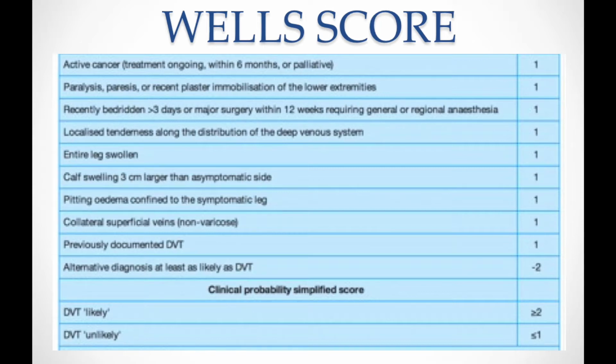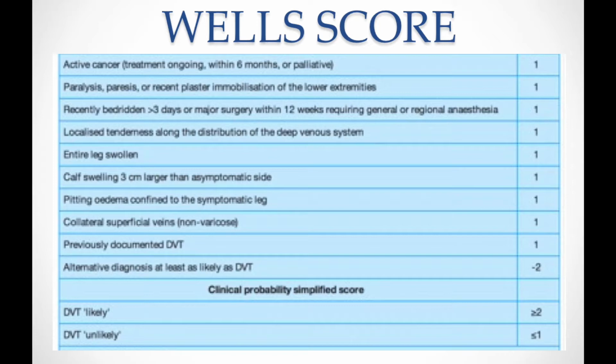Entire leg swollen, calf swelling 3 centimeters larger than the asymptomatic side, pitting edema confined to the symptomatic leg, collateral superficial veins, non-varicose. Very difficult to assess that particular score. Previously documented DVT, and if an alternative diagnosis is at least as likely as a DVT, you get a -2. So any score over 2 makes a DVT likely. A DVT unlikely is 1 or less.